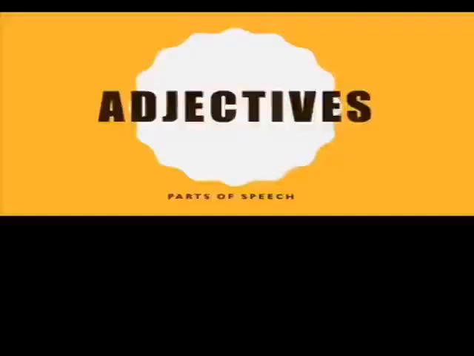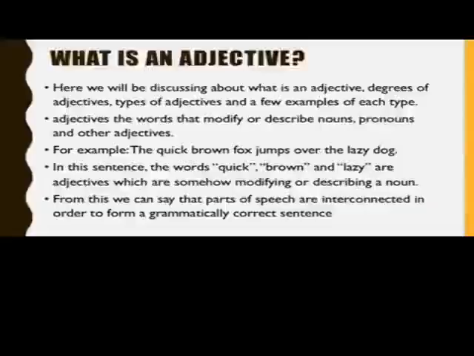Adjectives, parts of speech. In this topic, we will be discussing what an adjective is, degrees of adjectives, types of adjectives, and a few examples of each. Adjectives are basically words that modify or describe nouns, pronouns, or other adjectives. For example, let us take: the quick brown fox jumps over the lazy dog. Here, quick, brown, and lazy are adjectives. From this, we can understand that parts of speech are interconnected in order to form a grammatically correct sentence.